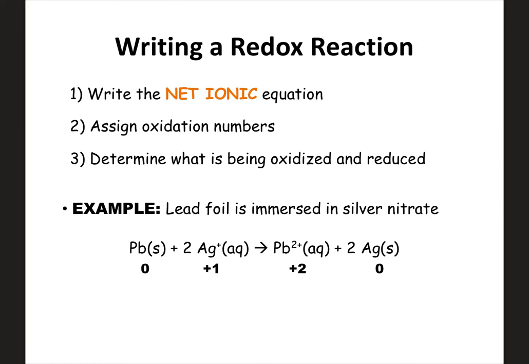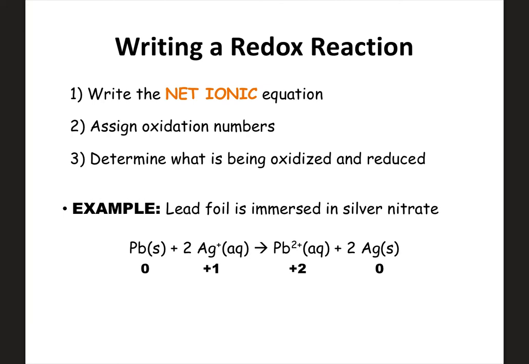So you notice in this example, it says lead foil is immersed in silver nitrate. The nitrate part is not going to be important. If you notice, we have our lead, we have our silver 1 plus ion written, but then for our products, we just have Pb2 plus and solid silver here. Essentially, the nitrate would cancel out from both sides. So we got our net ionic equation here. I have the charges already assigned. So the solid lead here is going to be 0, 1 plus for the silver, 2 plus for the Pb2 plus, and then obviously solid silver here is going to be 0.